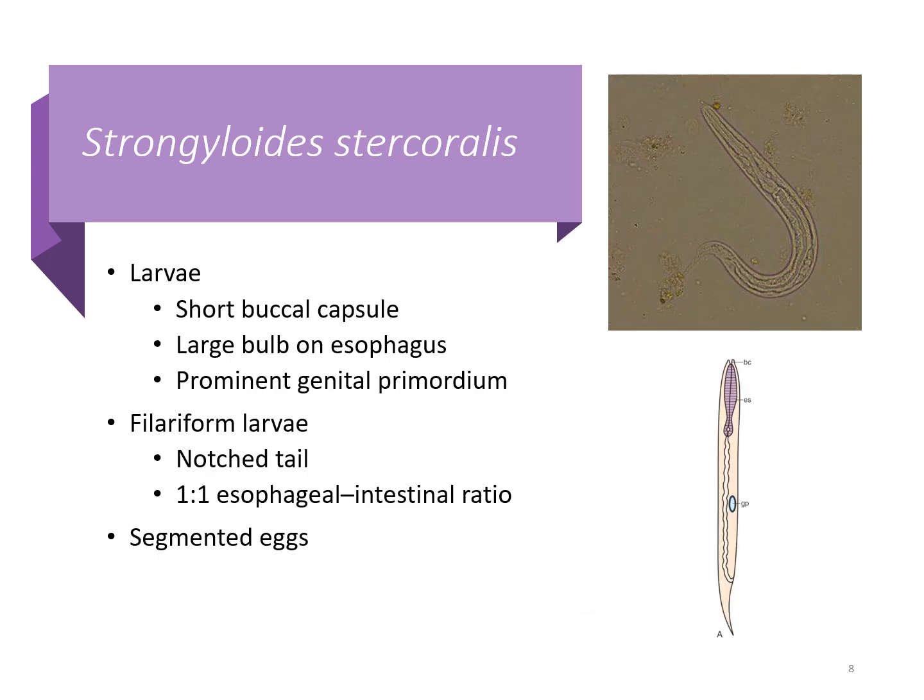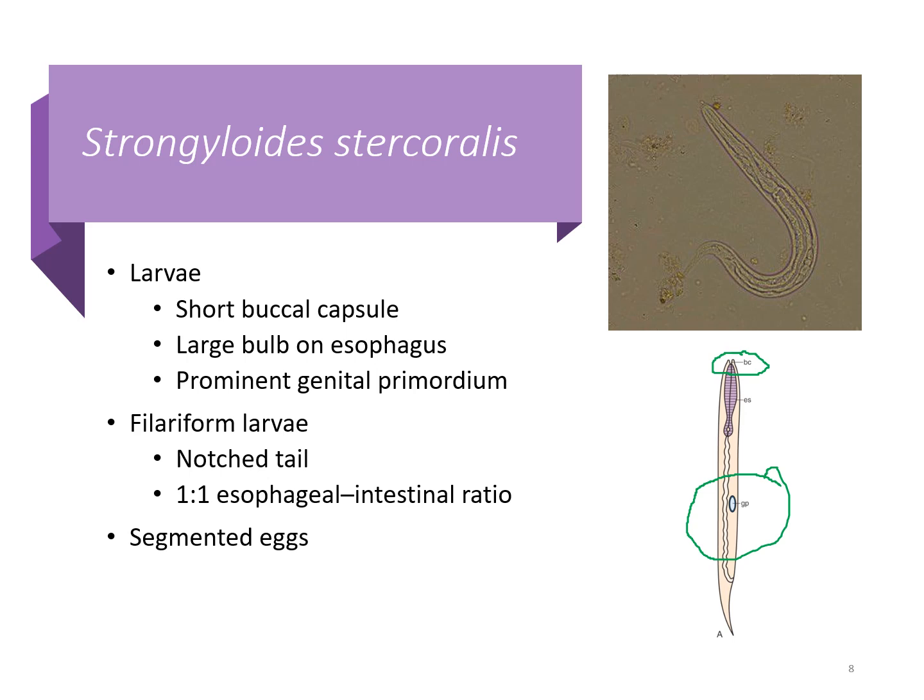So with these organisms, what you're looking for in the actual worm itself is a short buccal cavity. You can see here the mouth opening is very short and small. And then you've got very prominent genitalia. So you can see that larger genitalia there.